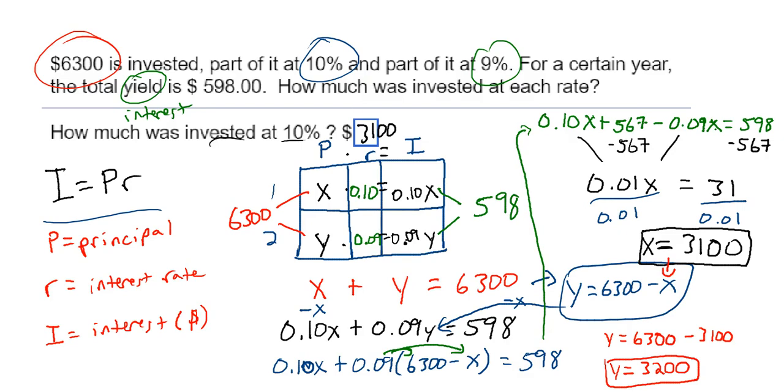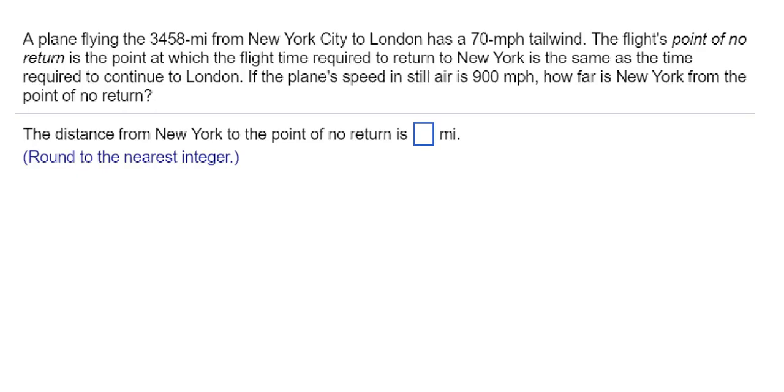All right, so that was an investment problem. Let's take a look at the next example. A plane flying the 3,458 miles from New York City to London has a 70 mile per hour tailwind.